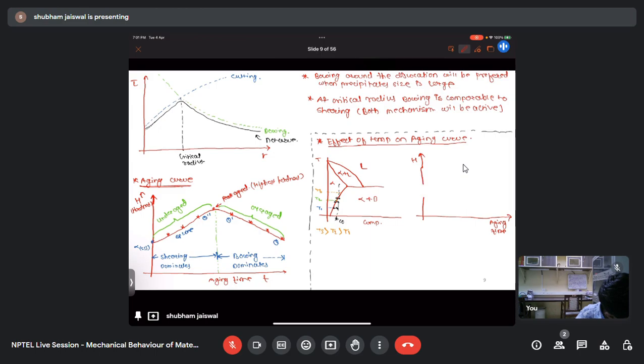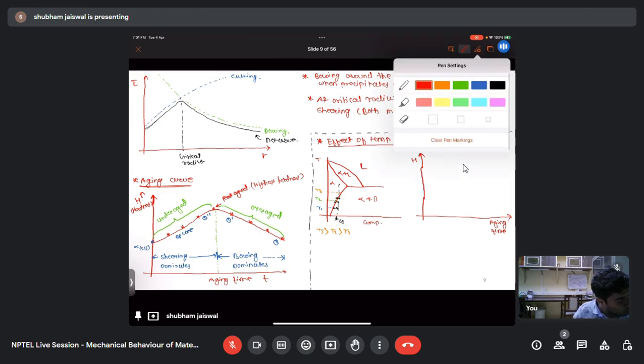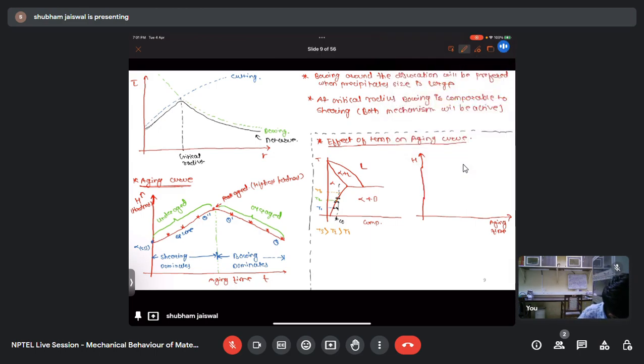So as the temperature is increasing, precipitate's volume fraction will decrease. So this will result in the lower hardness. So this is T3. Then we have some highest.